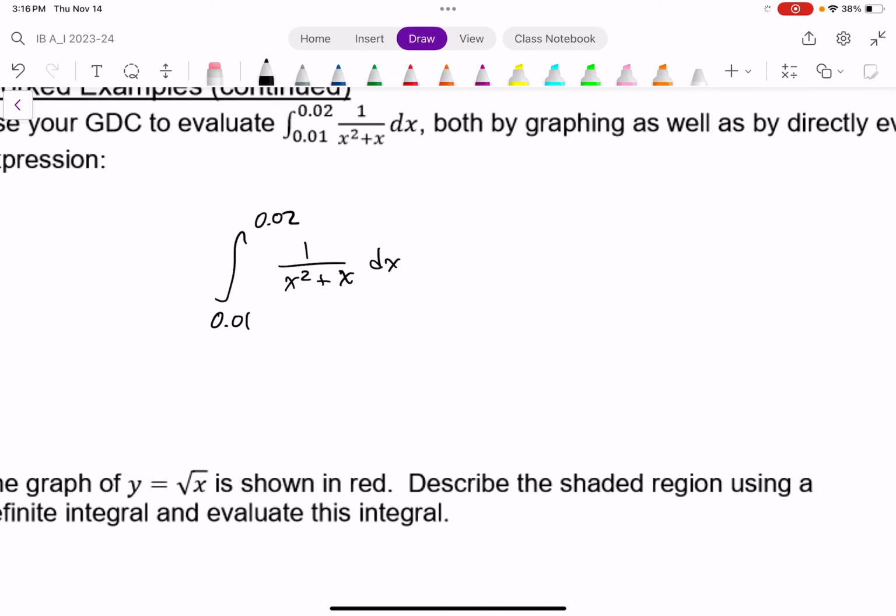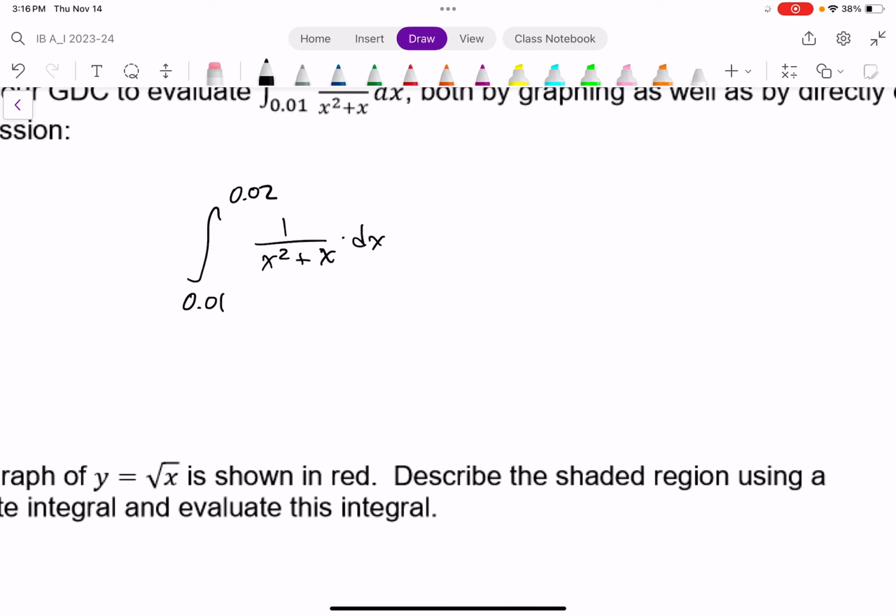Which, by the way, another way of commonly writing this is almost identical. But instead of having essentially 1 times dx, I can just put a numerator of dx over x squared plus x. So instead of multiplying this fraction by dx, I can just say it's the same as having just dx in the numerator. It's the same thing. I've noticed in IB, they don't tend to show it like that, but it's a very common way. You type this into your GDC, and you should get approximately 0.683 to 3 significant figures.